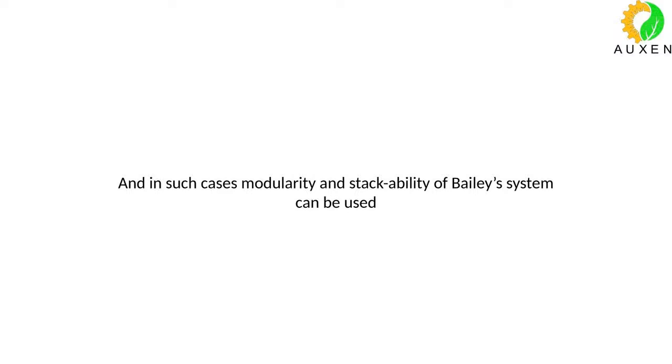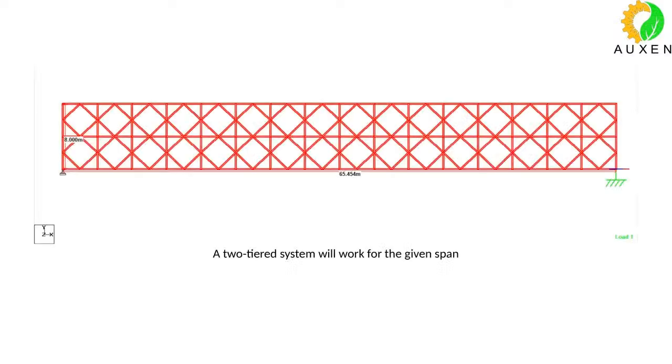So I involve the ability of this system to repeat itself or to stack itself one over the other. So what I do now, very interesting, I apply a two-tier Bailey system. Can all see this? So the basic module still remains the same, but it's a two-tier. All right. So 65-meter span, earlier it was 45 meters. So now my span has almost become 1.5 times.